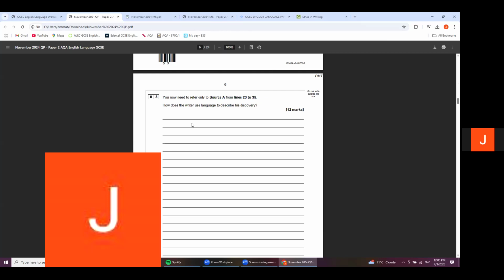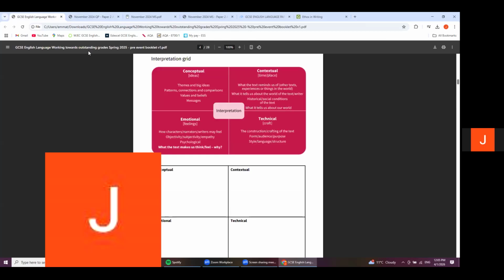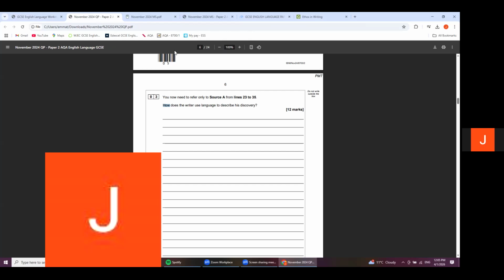So with this question, how does the writer use language to describe his discovery? I always advise my students to break this question down into three parts. We're going to think about how. What effect has the choice of vocabulary had on us or other readers or the audience in general? And we're going to think about that in relation to the interpretation grid. Use of language. So again, it's a focus on language techniques.